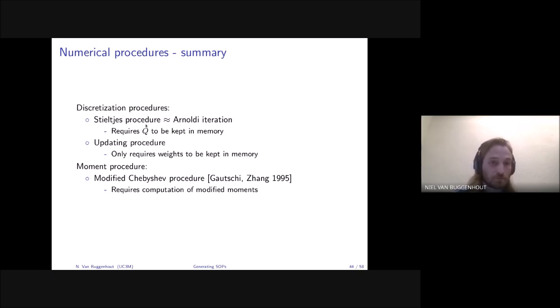Okay, so this is a summary of the numerical procedures, but I just want to note that the updating procedure requires less memory than the other procedures that were mentioned.